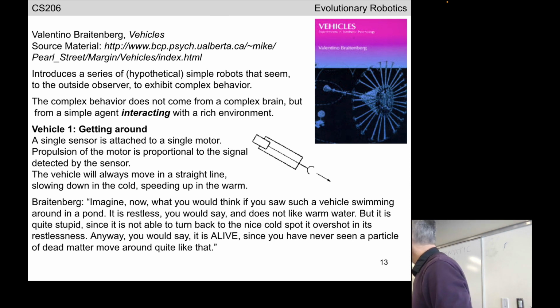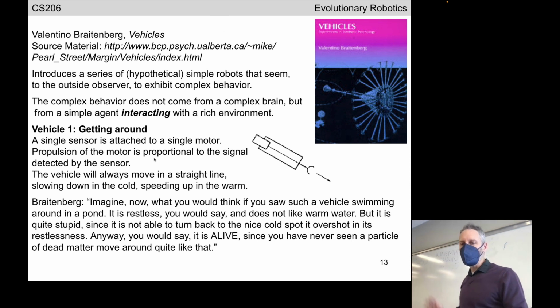By chapters 11, 12, 13, and 14, he starts to get into choices, planning, free will, emotions, sentience, you name it. If there's anything you read in this class, I highly recommend Vehicles. It's a very light read. It's an entertaining read. It's pretty short, optional reading. Okay, let's have a look at chapter 1 and Vehicle 1.